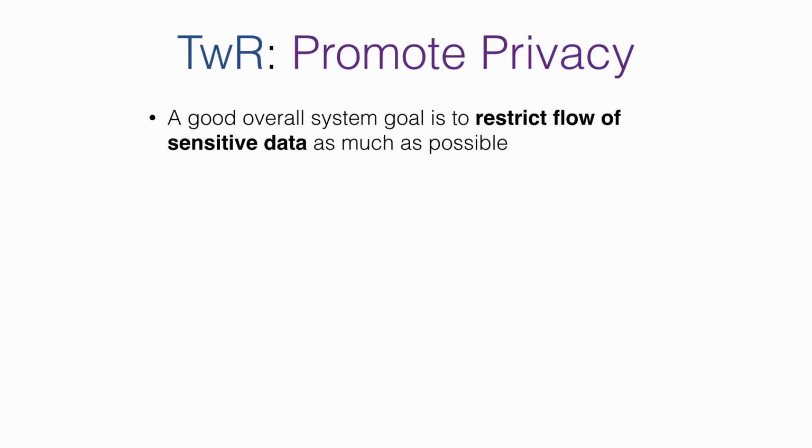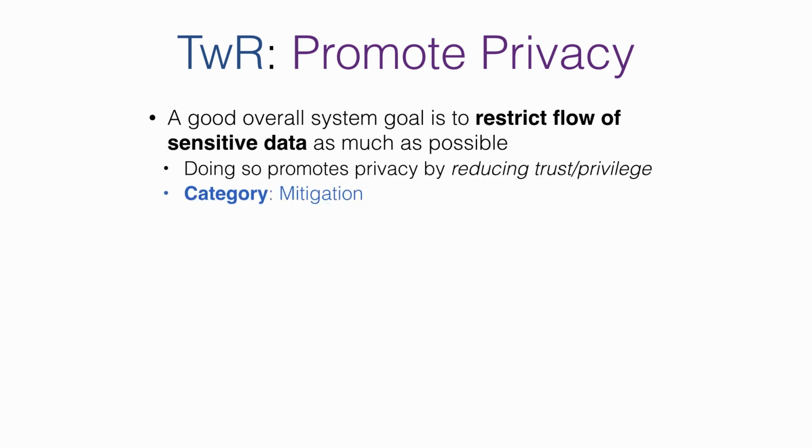Another secure design principle that aims to trust with reluctance is promote privacy. Broadly speaking, a manifestation of this principle is to restrict the flow of sensitive information throughout the system as much as possible. Basically, the idea is that only those components that have access to sensitive information can possibly disclose it, and therefore by limiting access, we reduce the trust in the overall system because we don't have to trust as many components. As a result, we are mitigating the potential downside of an attack because fewer components that could be compromised will be able to disclose that sensitive information.